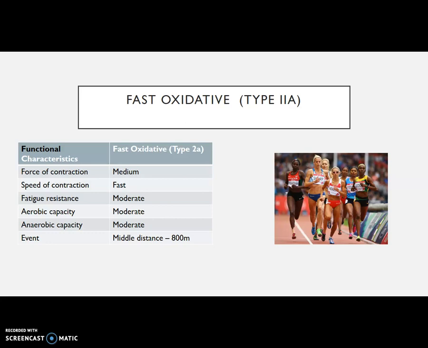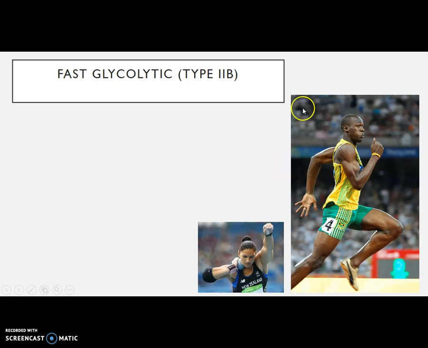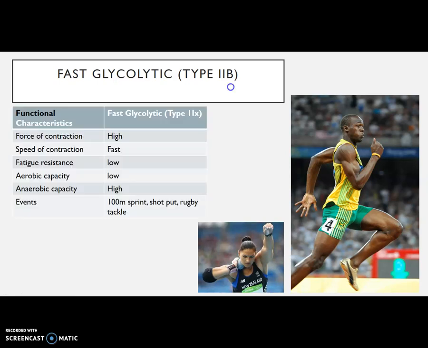Okay, and then the last one we're looking at is fast glycolytic, so type 2B. So we have type 1, type 2A, and this is type 2B. Now type 2B has a high force of contraction, a fast speed of contraction, low fatigue resistance, so it fatigues really quickly, low aerobic capacity, it's not good to go for a long period of time, anaerobic capacity is high, i.e. it's very powerful, very high intensity work. So the events are going to be a 100-metre sprint, shot put, or rugby tackle.